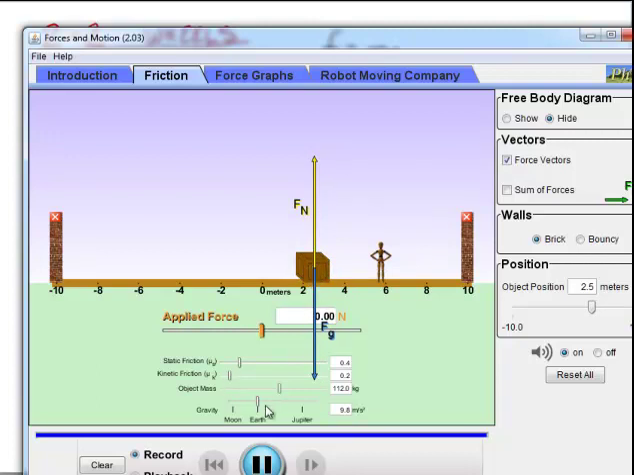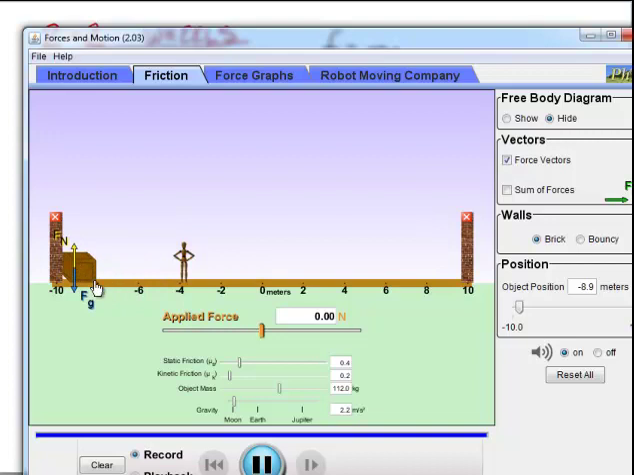Now let's make this so that we're on the moon. Obviously, the weight changes and the normal force changes because it's just the mass times g. And on the moon, that g is smaller. So clearly, it's easier to push because it's not deeply seated into the grooves.